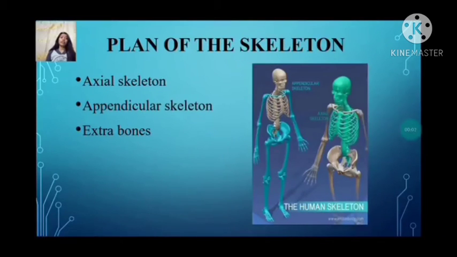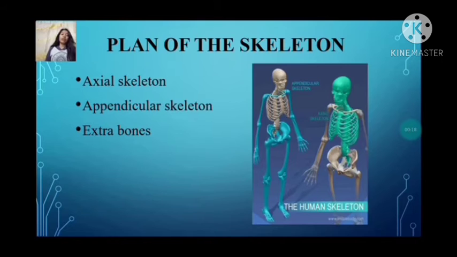And now we will discuss the plan of the skeleton. In the human skeleton, we have 206 bones. The functions of the human skeleton are to produce blood tissue, store fat and minerals, protect vital organs, allow movement of the body, and provide a supporting framework.